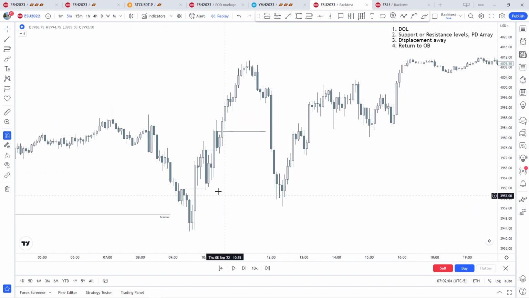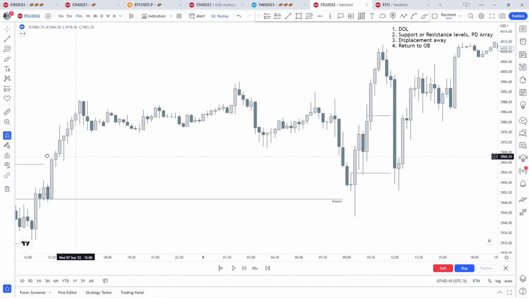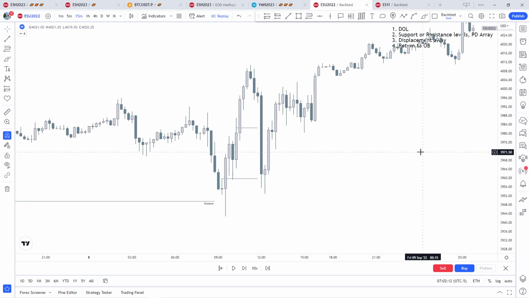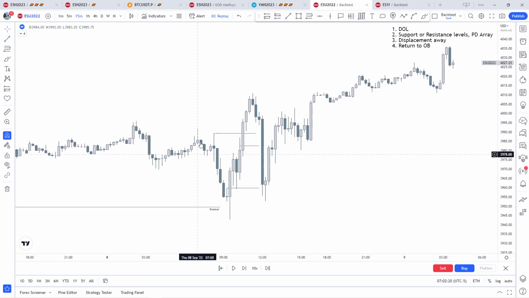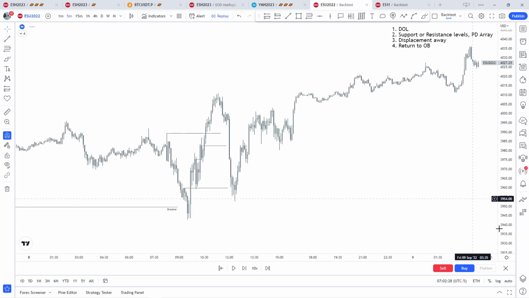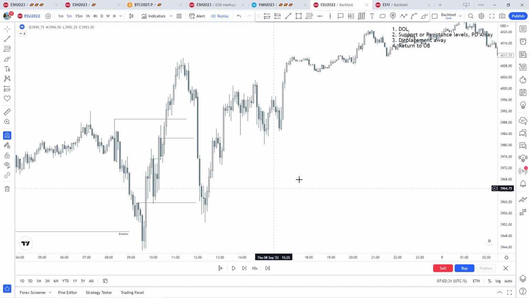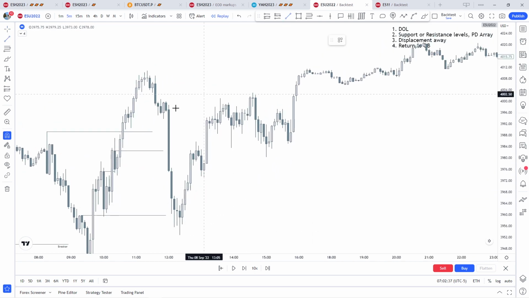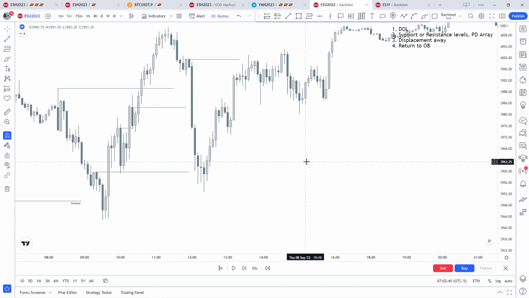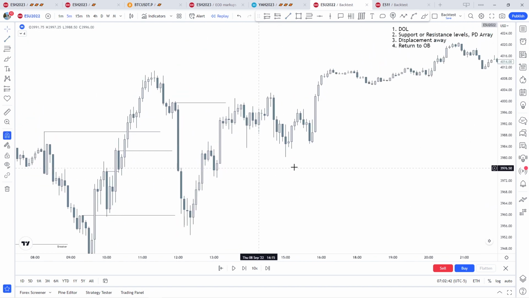Then what happens? We return to the original order block and watch this on a higher time frame. One bigger order block. So this is one bigger order block. So the cycle starts again. Trade higher. This eventually becomes our bigger order block. Then we focus on the inside order blocks for now.